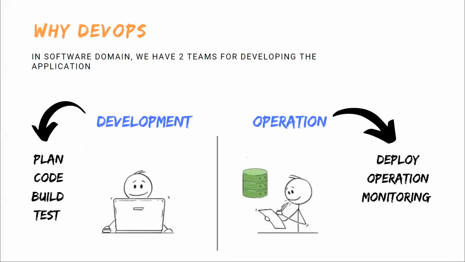Team number one is development. Team number two is operation. Team number one, development, will do planning, coding, building, testing. I'll tell about this later. Team number two will do deploy, operate, monitoring. That means two teams will be there, development and operation. The development team will do planning, coding, building, testing, and the operation team will do deploy, operate, monitor. All of this together we can call the software development life cycle. What do we call it?